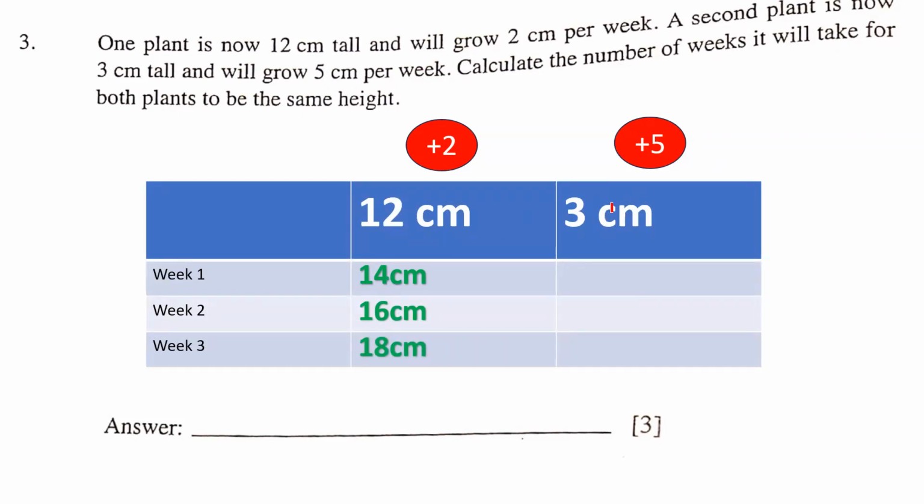Let's consider the second plant. Well, after the first week, it will be 8 centimeters. After the second week, it will be 13 centimeters. Again, we're just adding 5. And then after the third week, it will be 18 centimeters. And so that means that the number of weeks it would take for both plants to be the same height is definitely going to be 3 weeks, because after 3 weeks, we find that both plants are 18 centimeters in height.